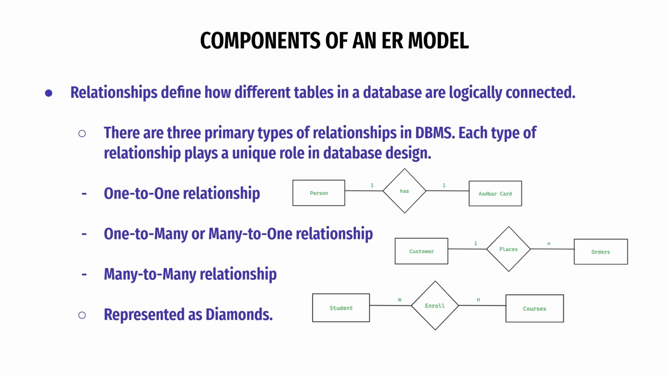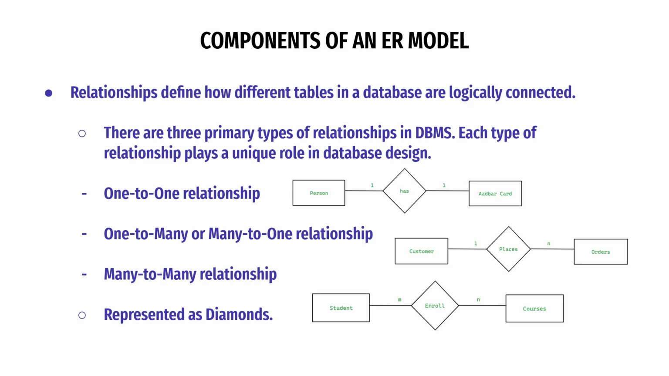Relationship defines how different tables in a database are logically connected. There are three primary types of relationships in DBMS. They are one-to-one relationship, one-to-many or many-to-one relationship, many-to-many relationship, and they may be represented as diamond symbol. In a one-to-one relationship, a person has only one Aadhaar card. There is only one relationship, so it is said to be the one-to-one relationship.